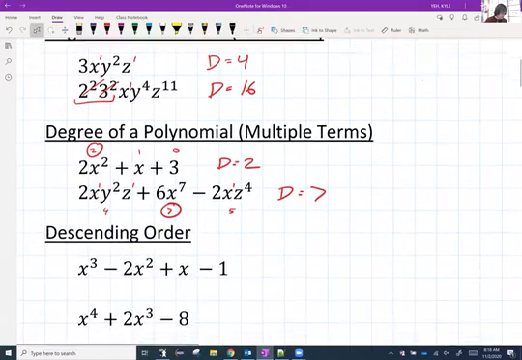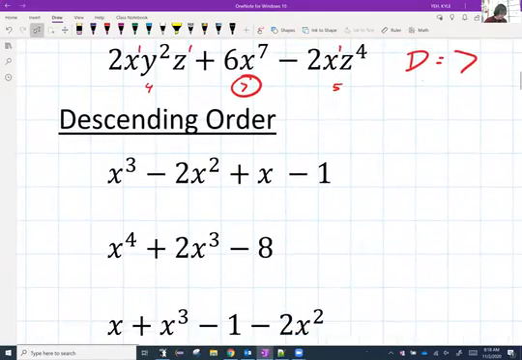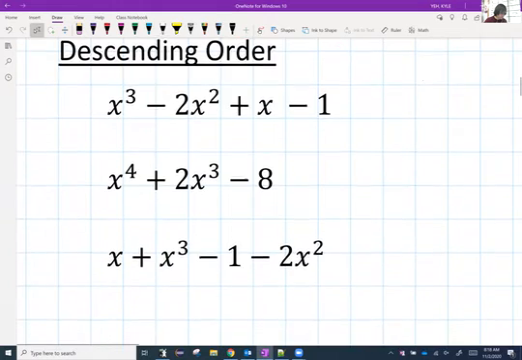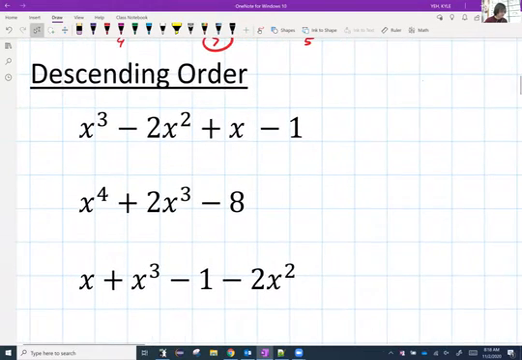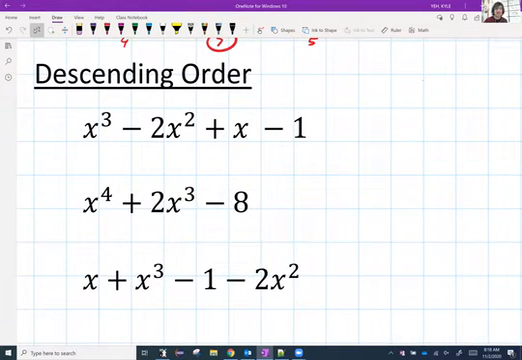Okay, a little bit more vocab for you. Descending order. All that means, descending means kind of going down, right? So descending order means we want to write our polynomials in the way that we are used to seeing them, meaning the powers go down. We have x cubed, then x squared, then x to the first, then no x's at all. That is in descending order.